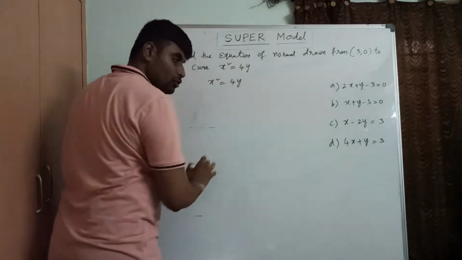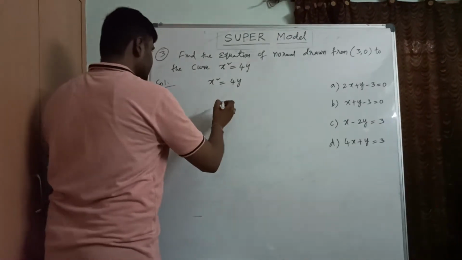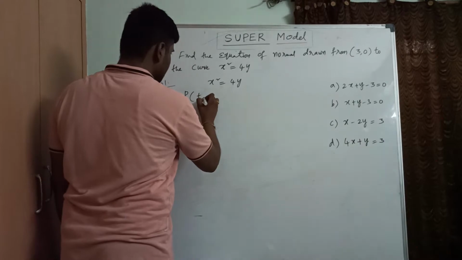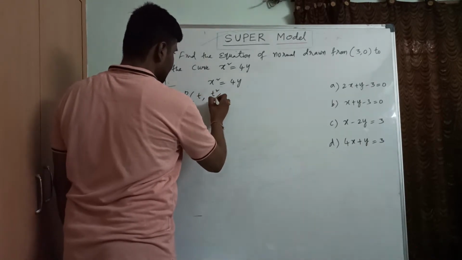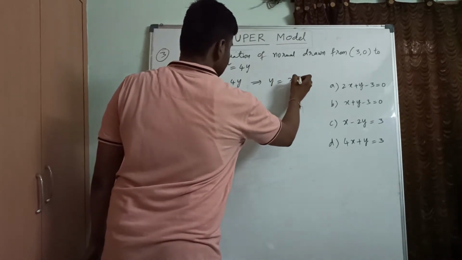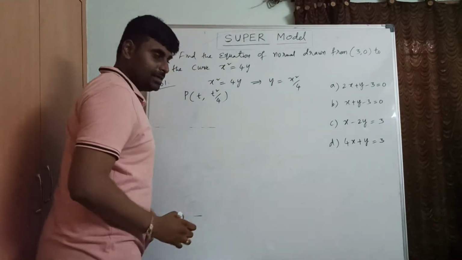Now let us take a duplicate point. If I take x equal to t, what is the y value? t square by 4, correct or not? Hope you can understand. From this, y equals x square by 4. Clear? This is my curve.